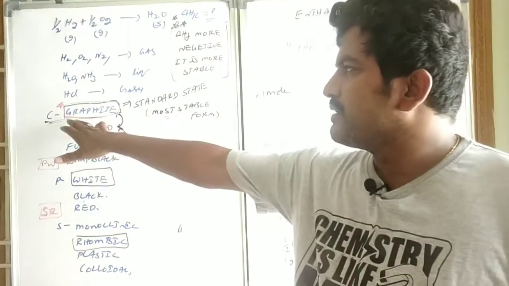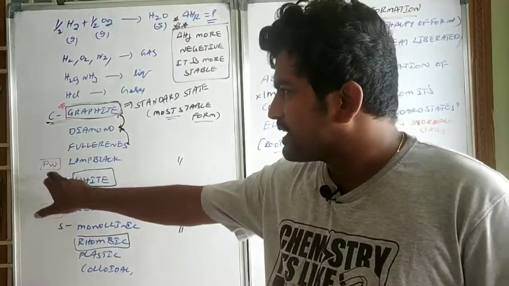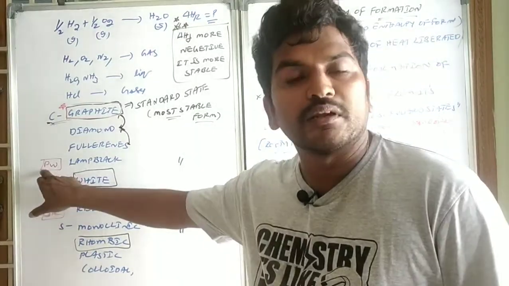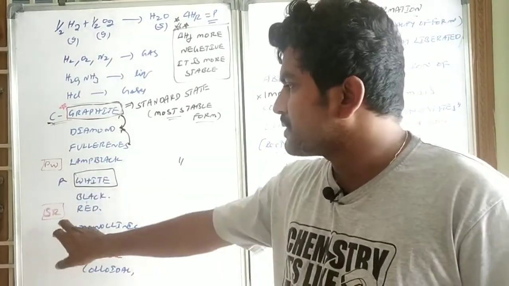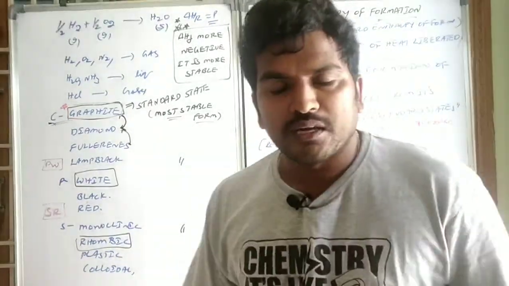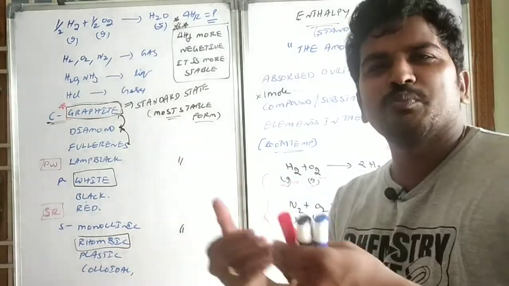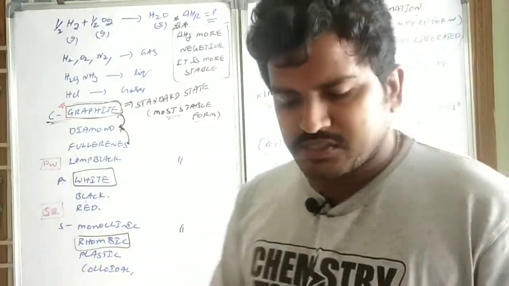For carbon, always graphite is the elemental form or standard form. For phosphorus, remember public works: white phosphorus. And for sulfur, that is rhombic sulfur. SR, you can remember. Like this you can identify the elemental forms. They will ask you some questions based on this also.